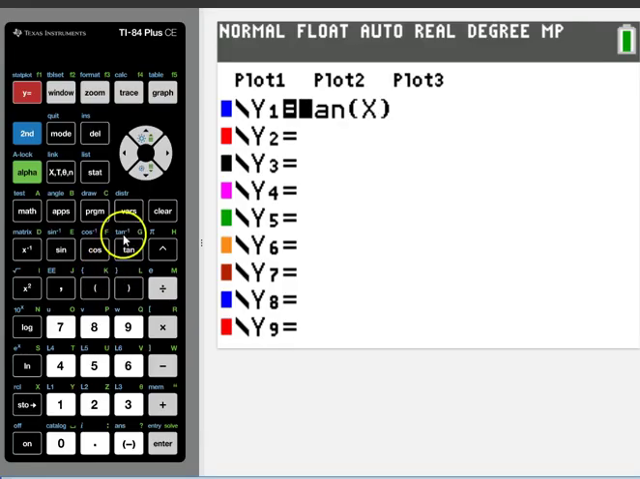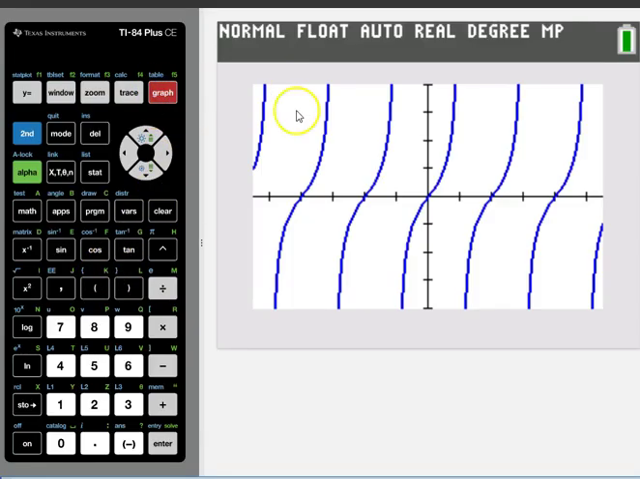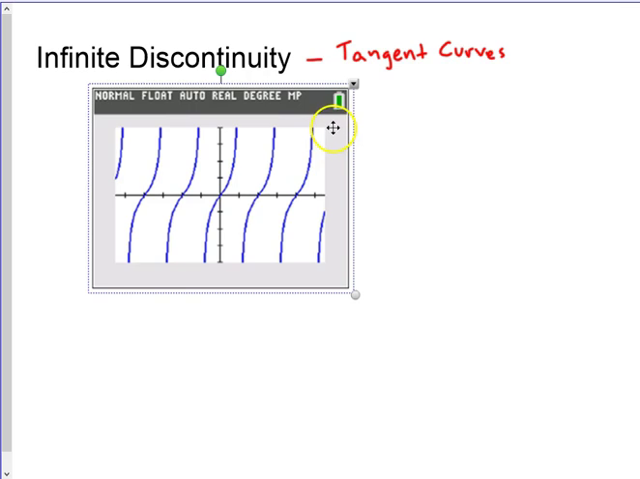The final kind of discontinuity, and the kind that's relevant for our work, is infinite discontinuity. And an example would be in tangent curves, as well as some rational functions. So if we were to graph the tangent of x, we would see infinite discontinuity because we have vertical asymptotes. Okay, so you can make a sketch for your notes of a tangent curve that has vertical asymptotes.